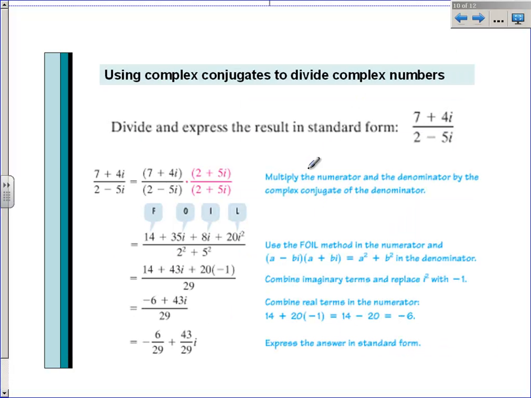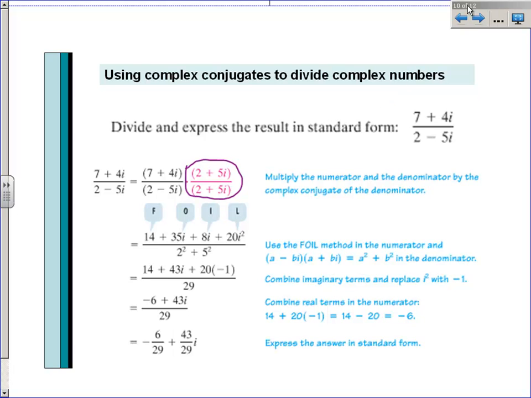Alright, so this is an example. If you were to divide this 7 plus 4i by 2 minus 5i, notice what we do. We're going to multiply the top and bottom by the conjugate. We've done this before. When you do that, you FOIL the top and FOIL the bottom. In the bottom, you get a squared plus b squared. And you see that there's no i in the denominator. And then break it apart into its fractions, a real part and imaginary part.